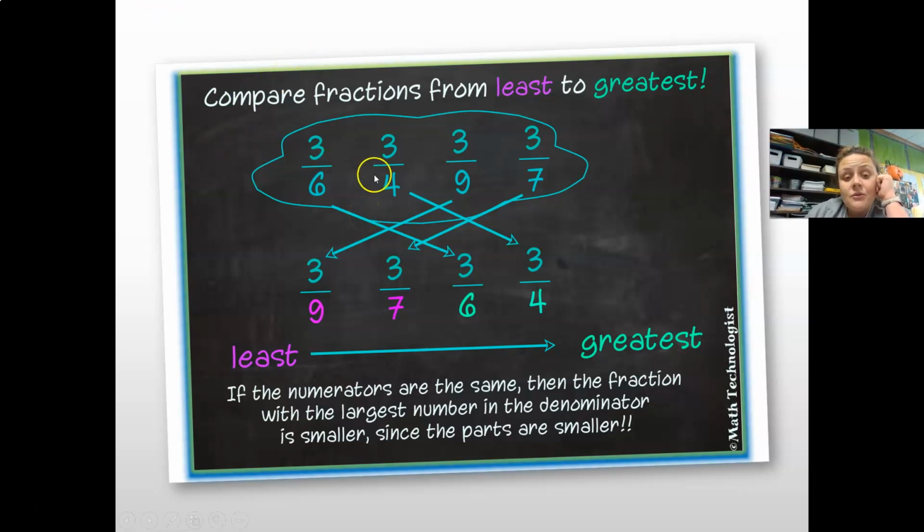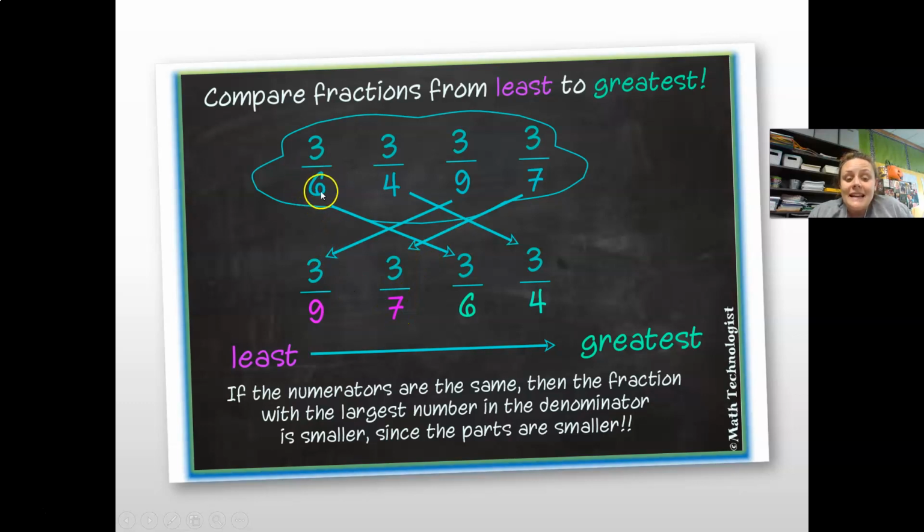But there's something easy we can do when all the numerators are the same. The fraction with the largest number in the denominator is smaller since the parts are smaller. So you see how they all have different sized denominators? This 9th is actually the smallest because those are really small pieces. Think of a pizza split into 6 pieces, 4 pieces, 9 pieces, and 7 pieces. If you only got 3 of the 9ths, those would be pretty small pieces. So that's the smallest. The next biggest denominator is the 7th, which means your pizza is split into 7 pieces and you have 3 of them. So 3/7 is the next smallest.